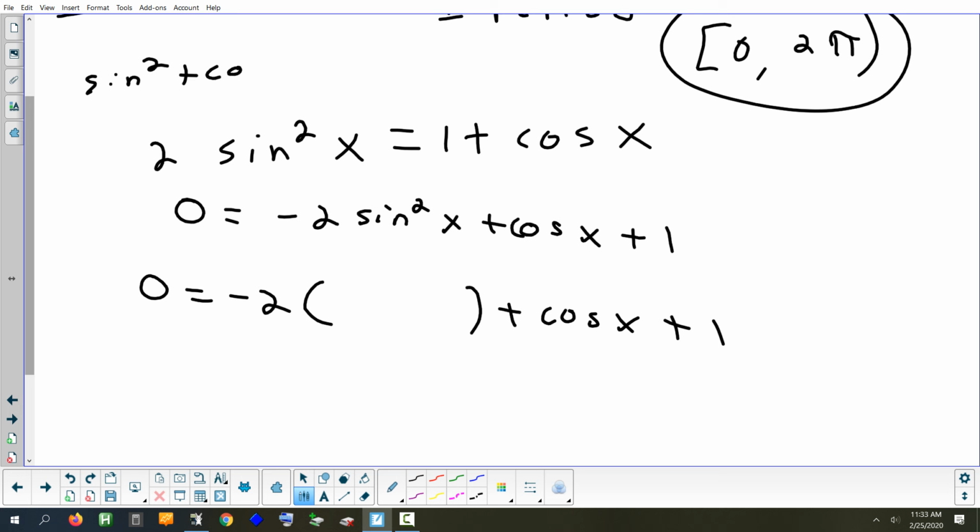Now, what you're going to plug in for sine squared, you have to remember your identity. Sine squared plus cosine squared equals 1. Based on that identity, what is sine squared equal to? One minus cosine squared. 1 minus cosine squared. So he just took cosine squared, minused it to the other side.